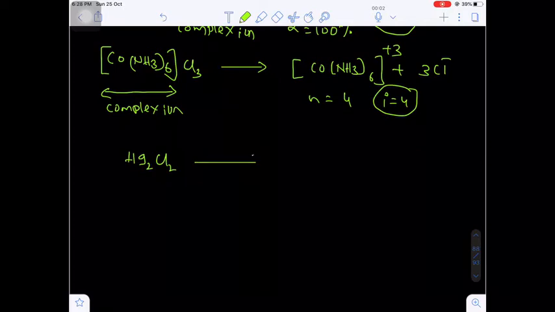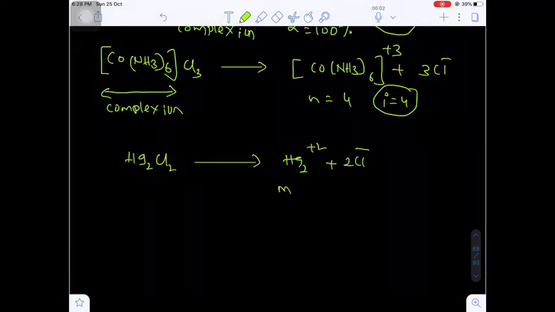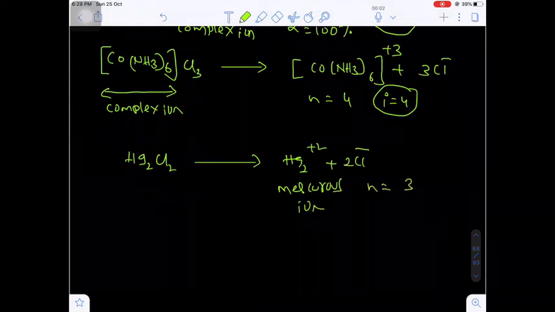Hg2Cl2. The mercurous chloride will dissociate into mercurous ion and chloride ion. So this is a mercurous ion. Which ion? Mercurous ion. The oxidation state of mercury is plus 1, mercurous ion. So total number of particles 1 plus 2, 3. So iota value equal to what? 3. Are you getting my point?